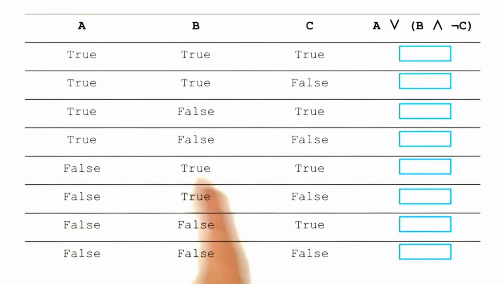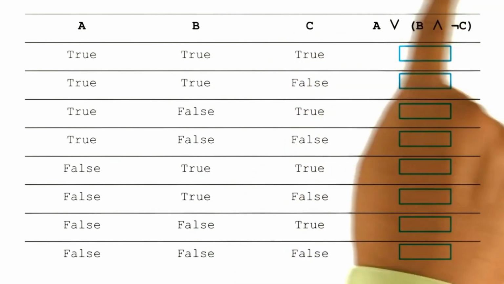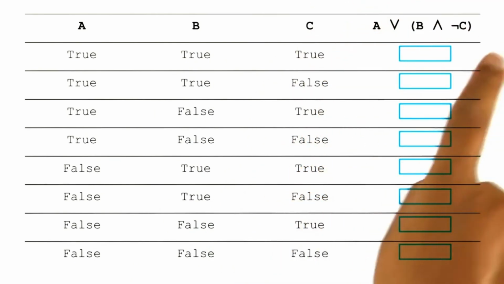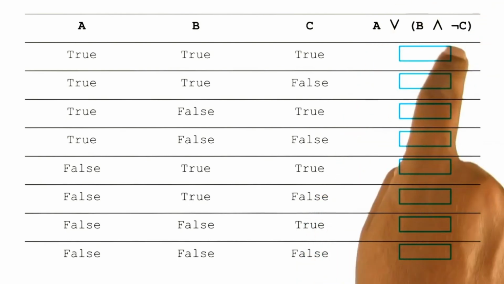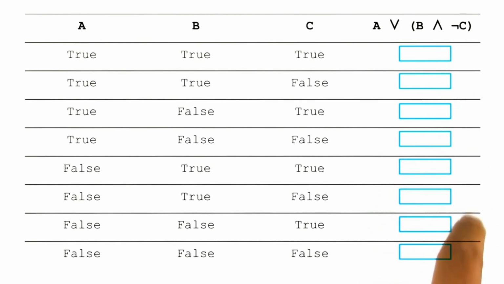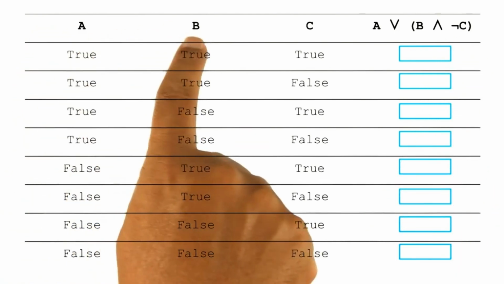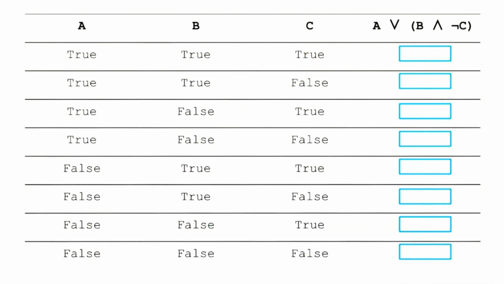Now we can play the same game for ever more complex sentences. So here are again 3 predicates A, B, and C. And here's a more complicated sentence that involves all 3 of those predicates. A or B, and within parentheses, B and not C. And we can find the truth values for this particular sentence given the truth values for the predicates A, B, and C. Why don't you give it a try and write down the values here?